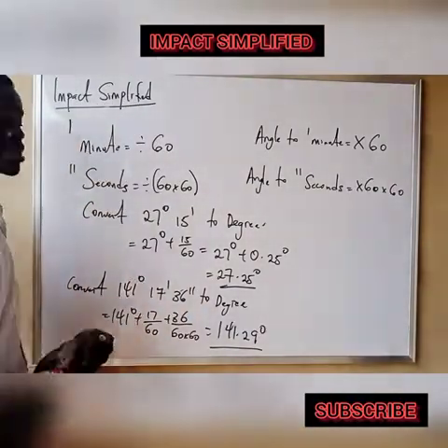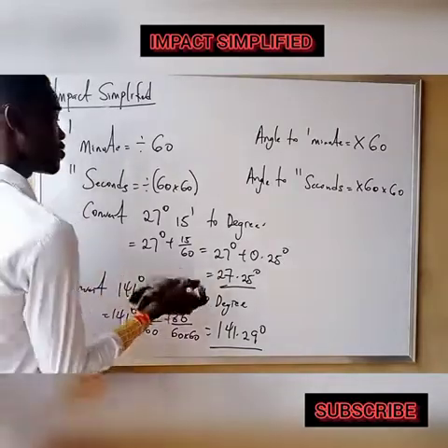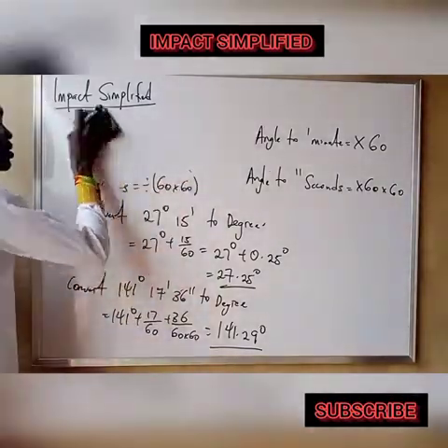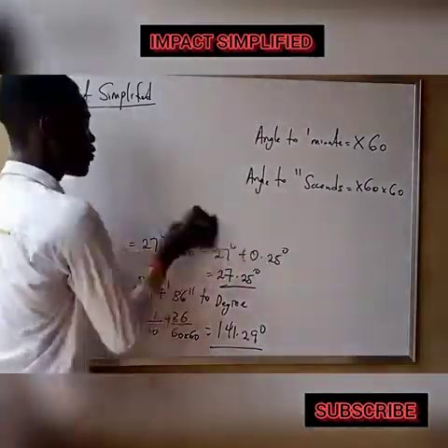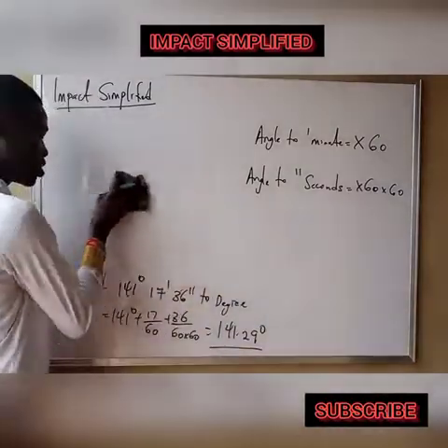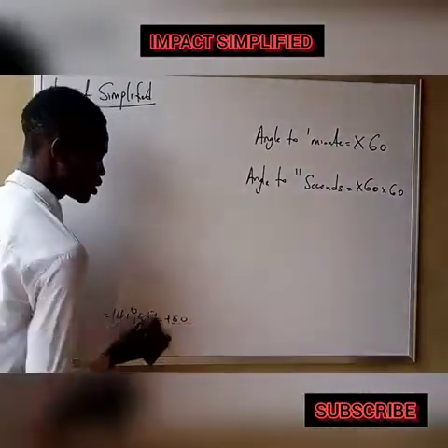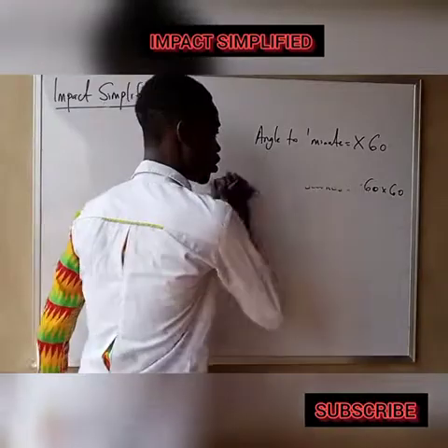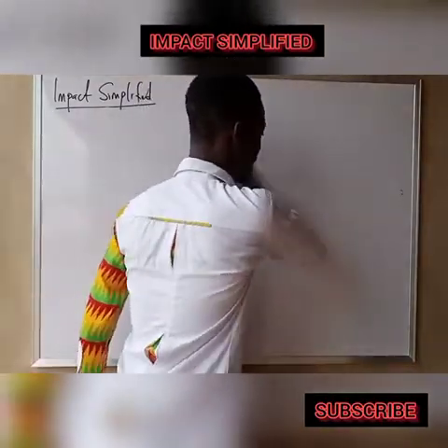So it's very simple. We need to know that anytime we are converting minutes to degrees, you divide by 60, and anytime you are converting seconds to degrees, you divide by 60 and 60.